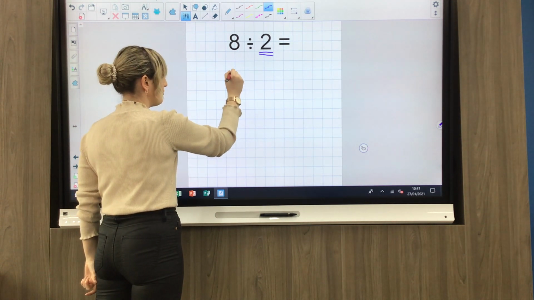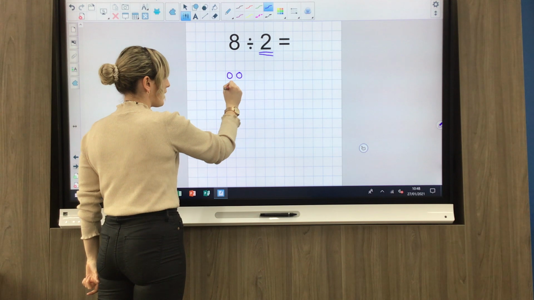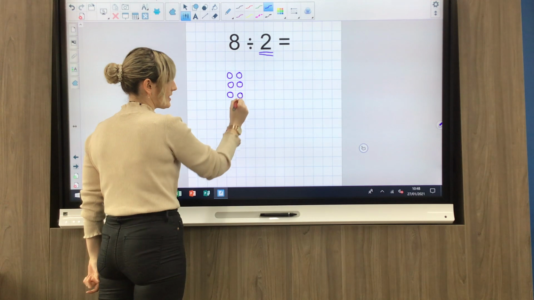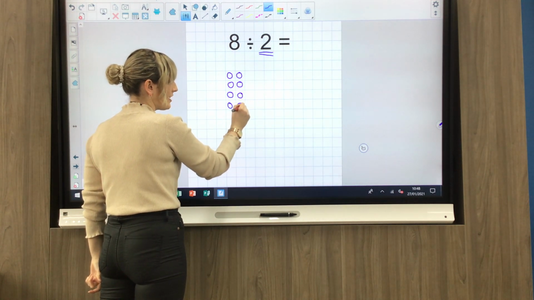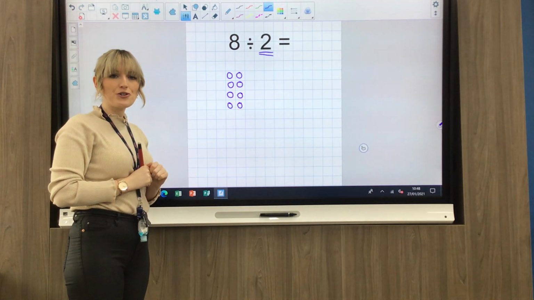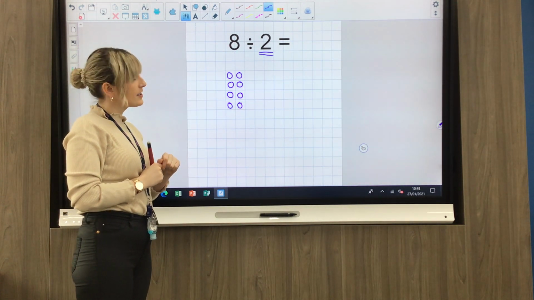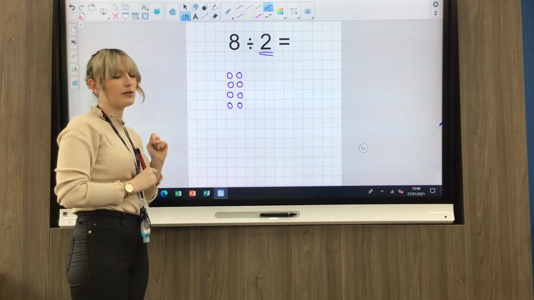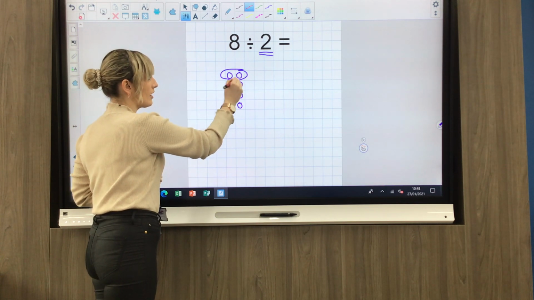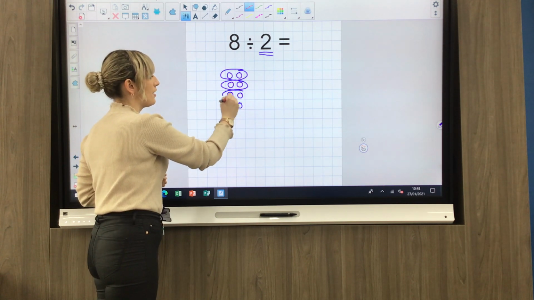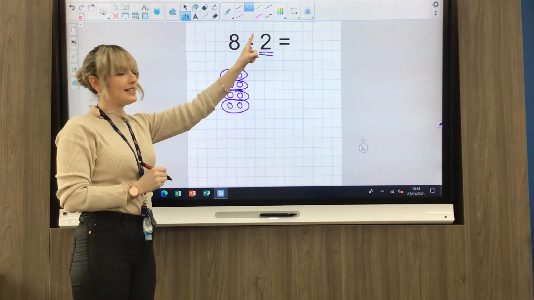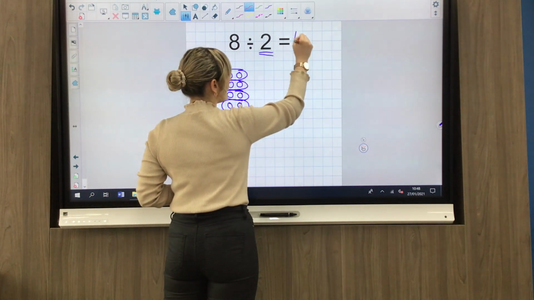So 1, 2, 3, 4, 5, 6, 7, 8. Okay, have you got that on your whiteboard? Make sure you're drawing and counting with me. How many groups of 2 have we made? Let's count. We've got 1, 2, 3, 4. So 8 divided by 2 is 4.